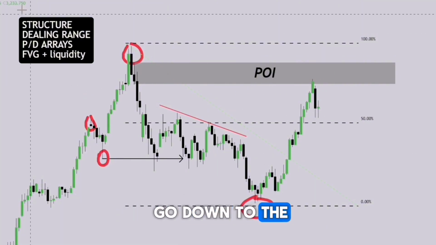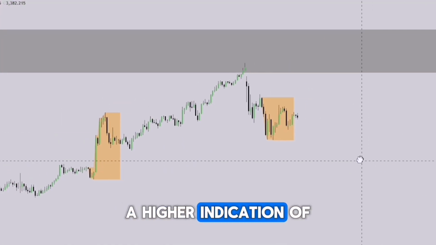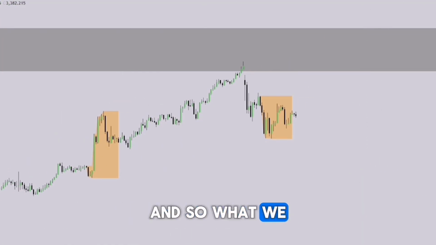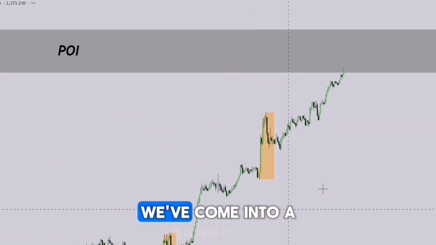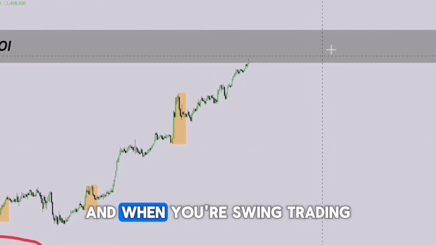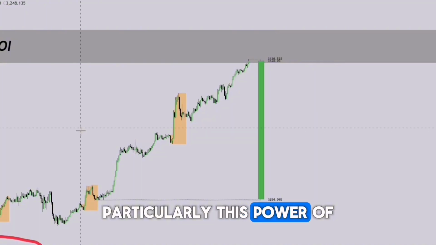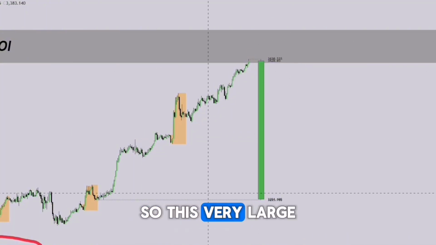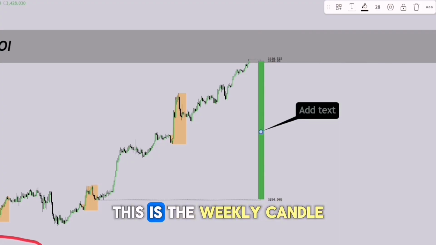Now if we go down to the 15-minute time frame, it will give us a higher indication of what to look for. What we need to understand from a swing trading perspective is a couple of things. We've come into a higher time frame level, so this is our higher time frame level. When you're swing trading, what you need to understand is the power of 3, particularly this power of 3 over here. This very large green candle is actually the weekly candle.